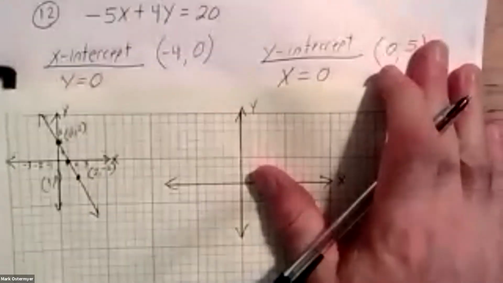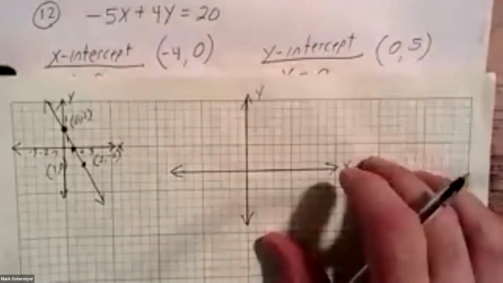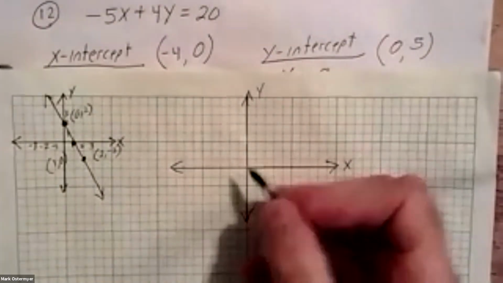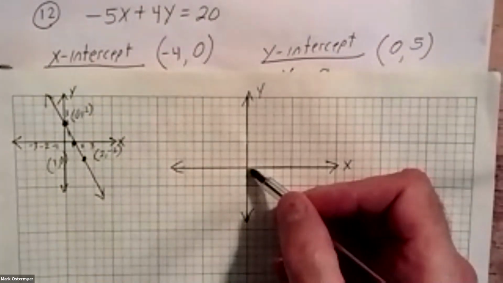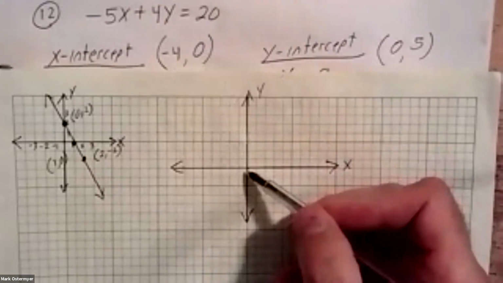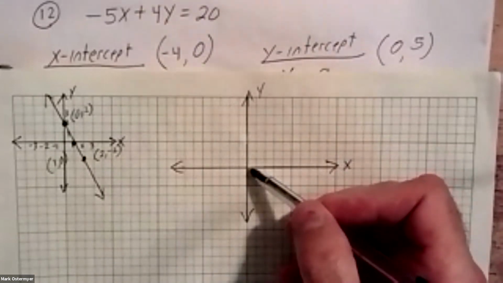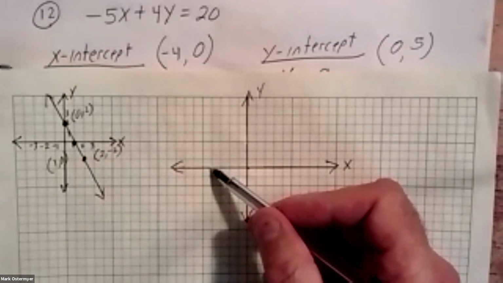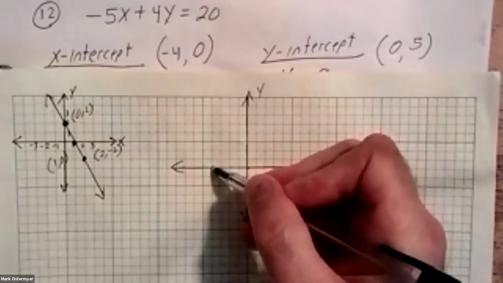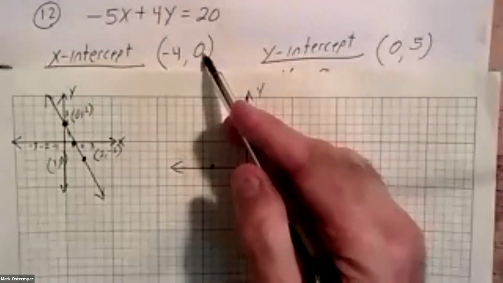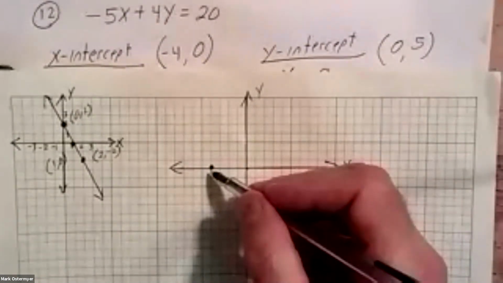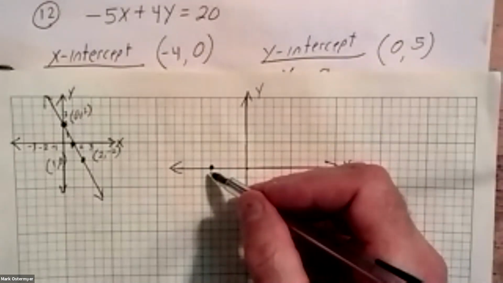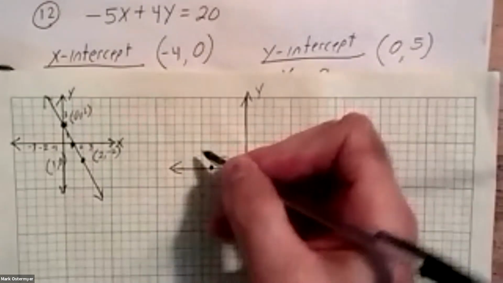Let's plot the x-intercept, which is -4, 0. So plotting -4, 0, I start at the origin. How do I move? 4 to the left. 4 to the left, -1, -2, -3, -4. Do I go up or down? No, we stay right on the x-axis because the y coordinate is 0. That is the ordered pair. That is going to be -4, 0.